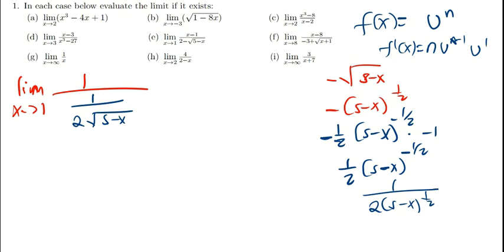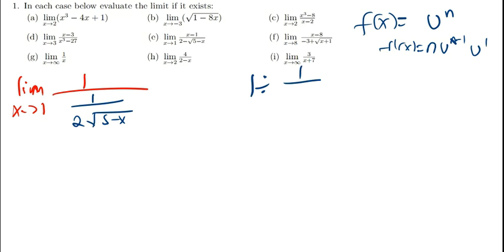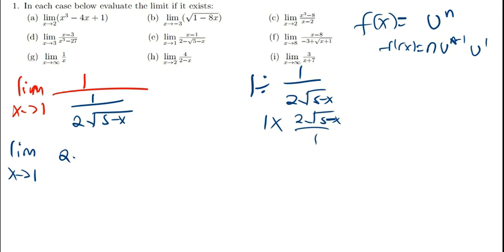Now this is basically the same as 1 divided by 2 root 5 minus x, which is 1 times 2 root 5 minus x over 1. Meaning now I've got the limit as x is approaching 1 of 2 root 5 minus x. At this point I know that when I plug in the value of x, it's not going to give me undefined. So I'll say 2 times root of 5 minus 1, so it's going to be 2 times 2, which is 4.